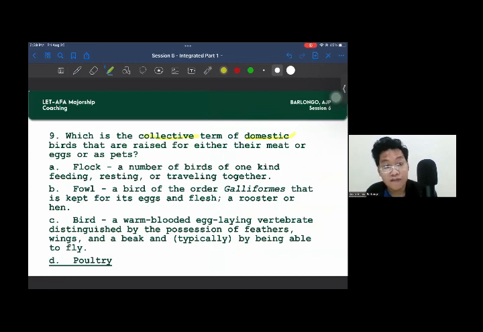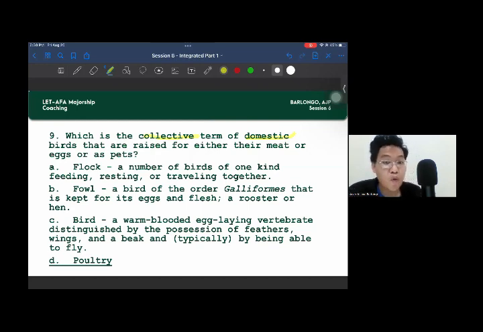So, let's define the other para hindi tayo malito. So, una yung flock. So, ang flock is a number of birds of one kind. Ayan. So, if you will look at it, it can be considered, okay, collective term din ito. But, ang difference nila ay, ang tinatanong sa question, raised at saka domestic. And yung flock, it is just a general term na nagsasabi na itong mga to, magkakasama sila physically, na kumakain, nagpapahinga, or nagta-travel together. So that is considered as a flock.